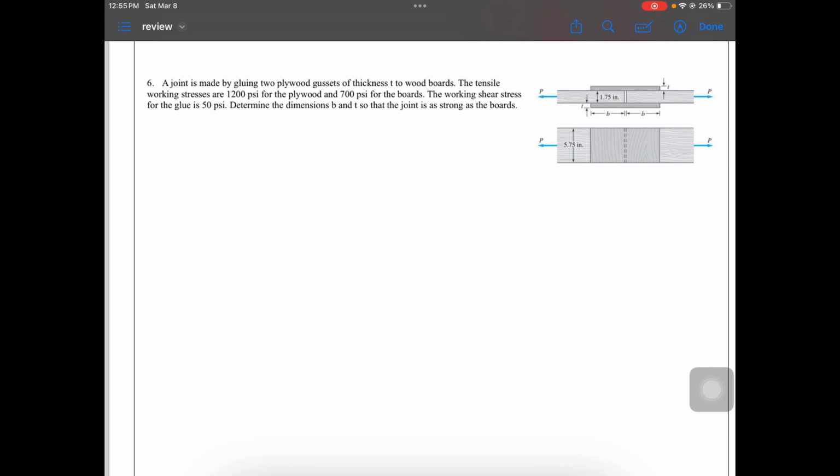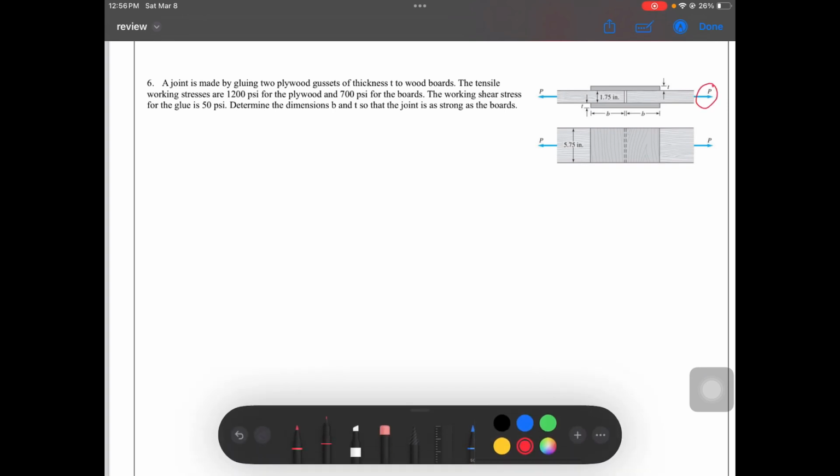So, the joint is as strong as the boards. So, ibig sabihin, kailangan natin gamitin yung kayang P ng board. Ito kasi yung board. These are the plywood. So, let's get ano ba ang kaya ng strength ng mga board. Ano yung tensile stress ng board? It is 700 psi. So, stress ng board is 700 psi. That is equal to force over area. So, ito yung kailangan natin kung ano yung kaya niyang actual force.